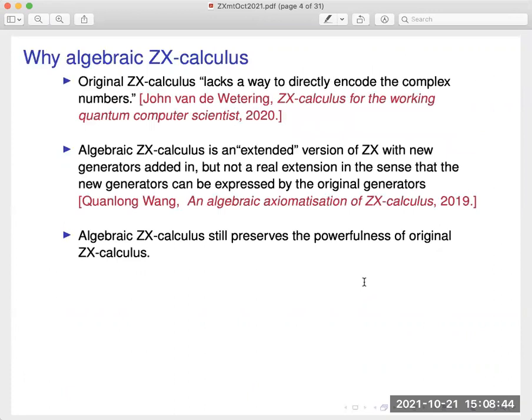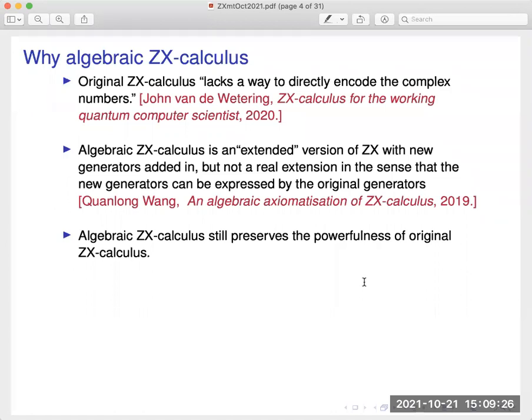So why do we use algebraic ZX calculus instead of the original ZX calculus, I mean the one from the first paper by Bob and Ross? The basic reason, I think, is very well written in John's paper, the ZX calculus for the working computer scientist. The original ZX calculus lacks a way to directly encode complex numbers. So when you are going to represent matrices, it's natural to have a kind of extended version.